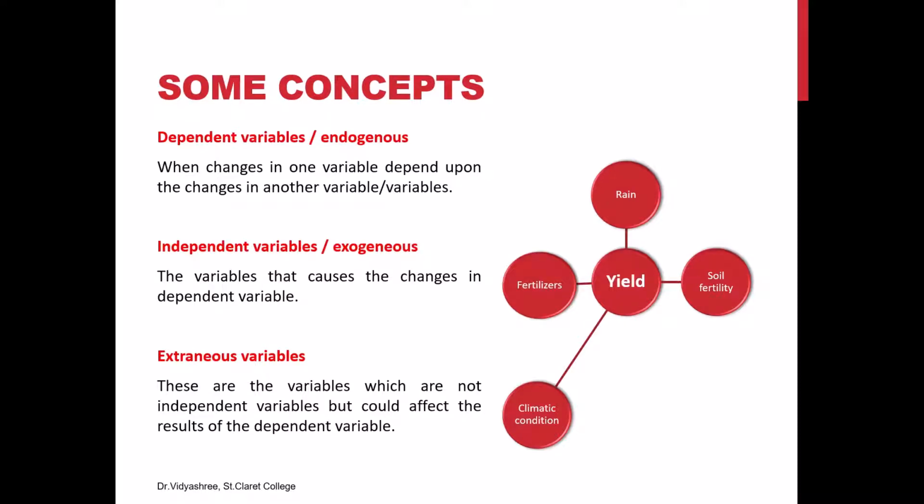So now let's understand a few concepts which will be used in the research design. That is dependent variable, also known as endogenous variable, independent variable, also known as exogenous variable. The other one is extraneous variable. Well, let's understand the meaning of the first one, that is dependent variable.